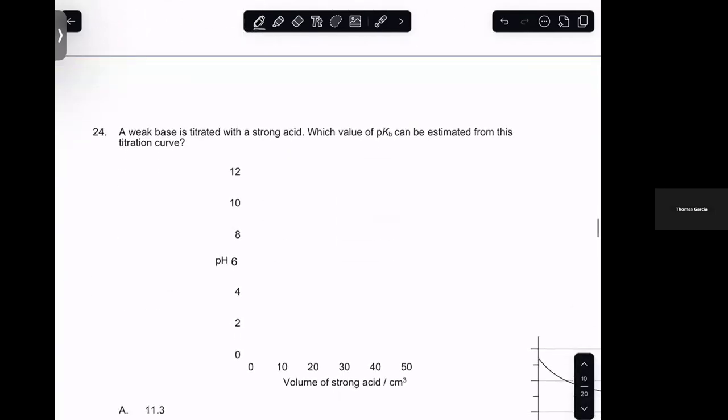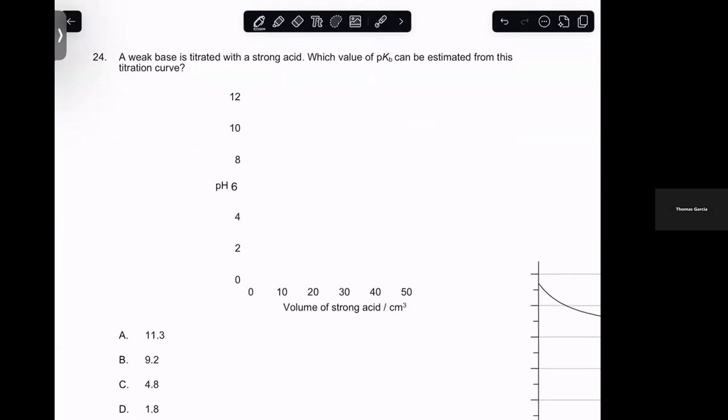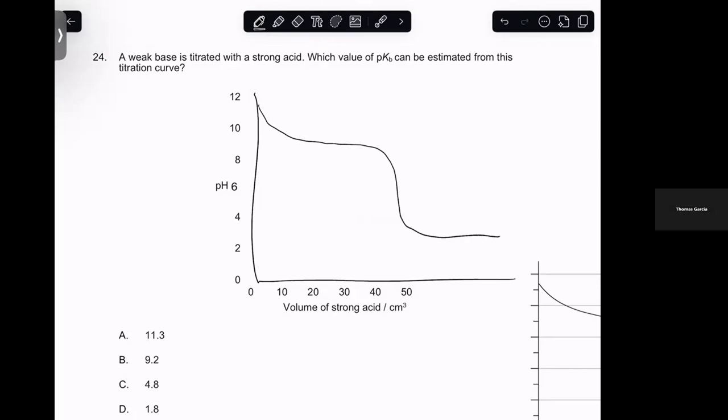Number 24. Oh gosh, all my curves are just absolutely getting destroyed here. So I'll redraw this. It looks like we have something like this. Oh, it is actually important that I get this curve just right. So with this curve here, our question asks, a weak base is titrated with a strong acid. Which value of pKb can be estimated from the titration curve?